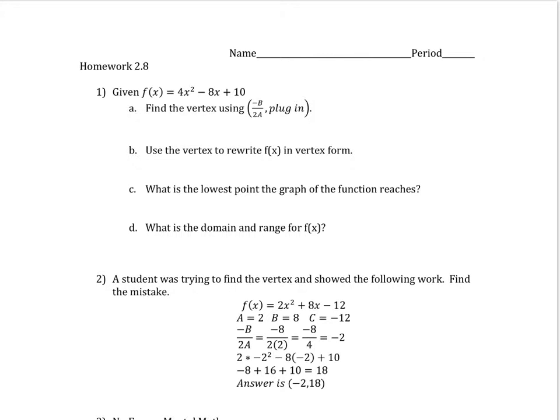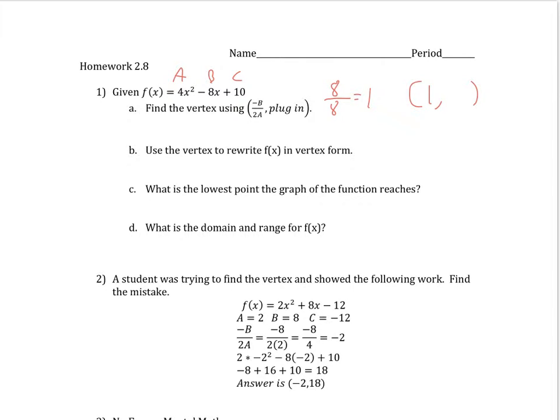Okay, we have a quadratic equation or function in standard form. There's a, b, and c, and we are to find the vertex using negative b over 2a. So b is negative 8, so we're going to do positive 8 divided by 2 times the a number, which is a 4, so 2 times 4 is 8. 8 divided by 8 is 1, so the answer to the problem is 1 comma something.